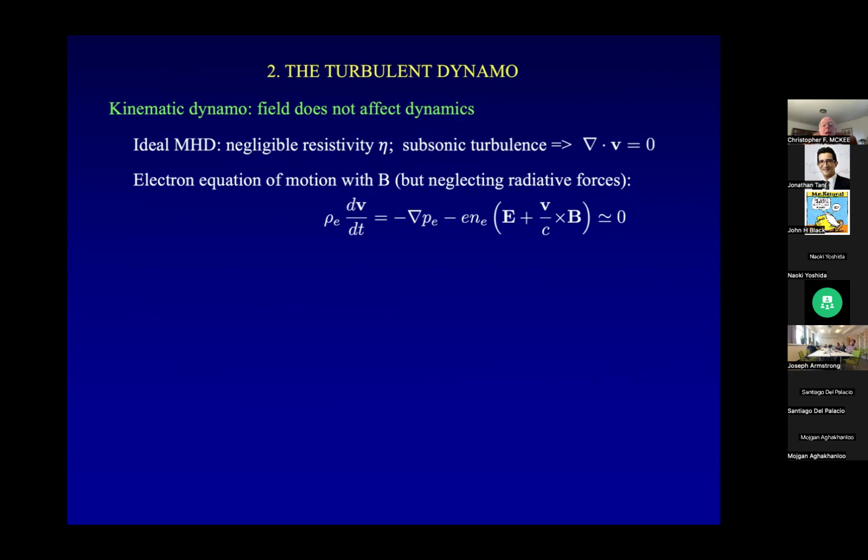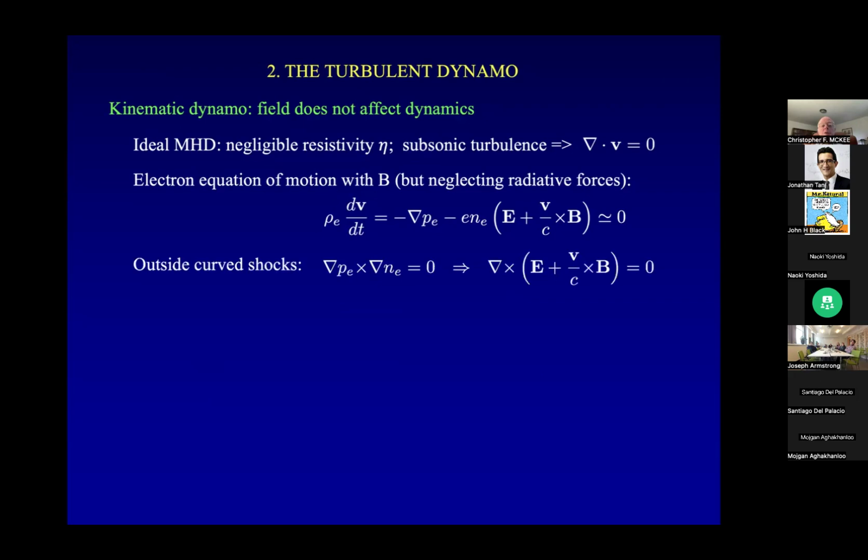Okay, so now we have this tiny field, and we have to get it up to be significant. And so we talk about the turbulent dynamo. There are 2 phases of this dynamo action. The first one is the kinematic dynamo, in which the field is so weak that it does not affect the dynamics. So we're going to discuss this with ideal MHD, which means we're going to neglect the resistivity. We're also going to assume that the turbulence is subsonic, which means that the divergence of the velocity is 0. It's incompressible, approximately. So the electron equation of motion, but now adding in a magnetic field, still neglecting radiative forces, is given there.